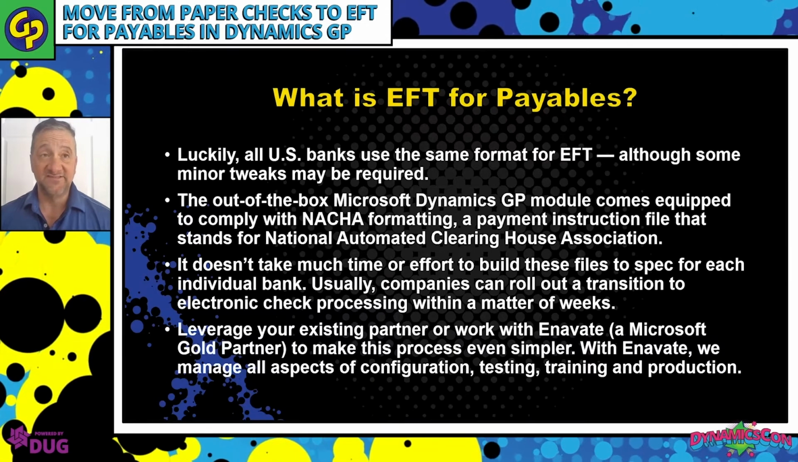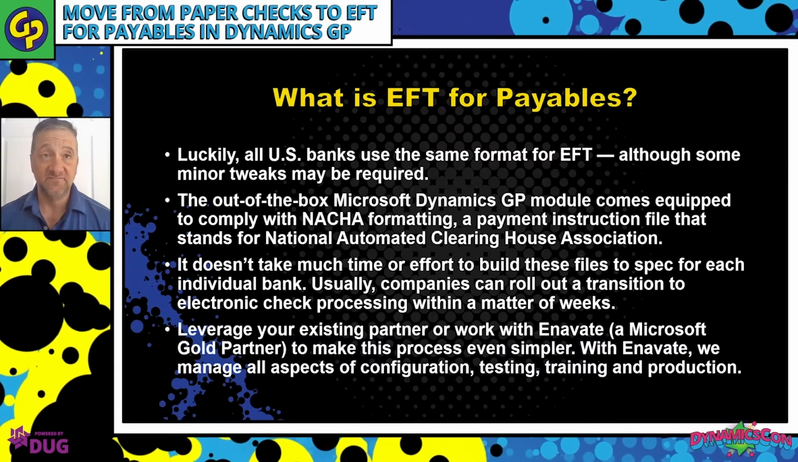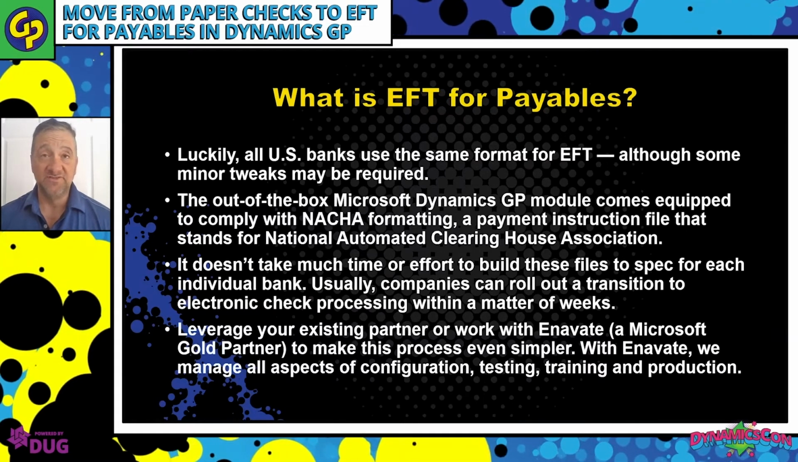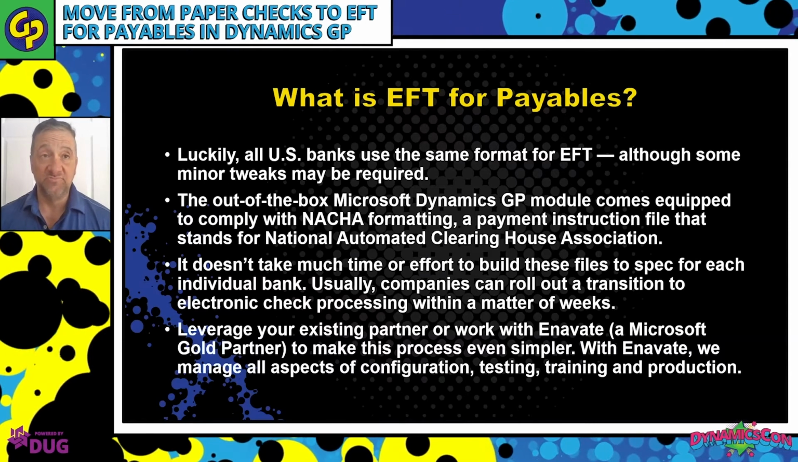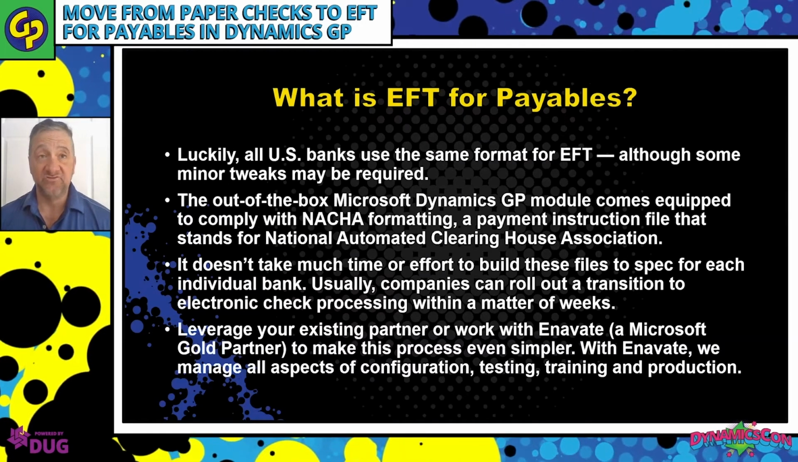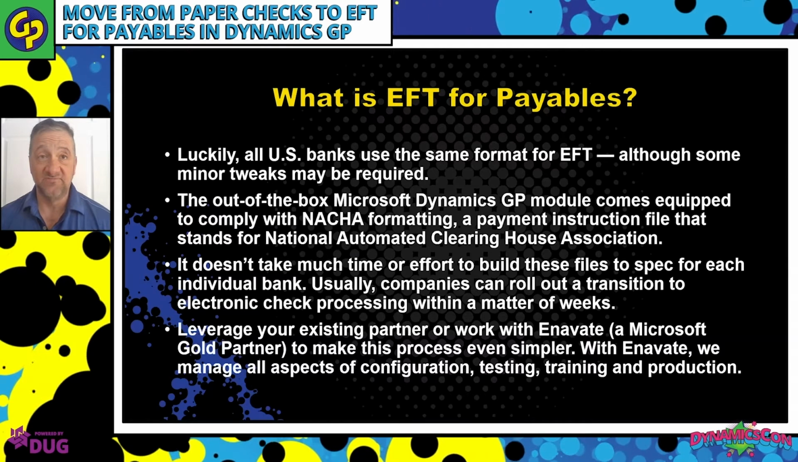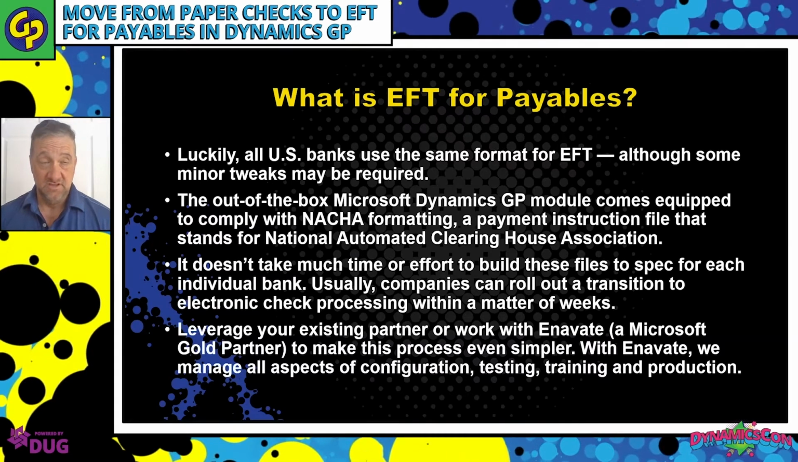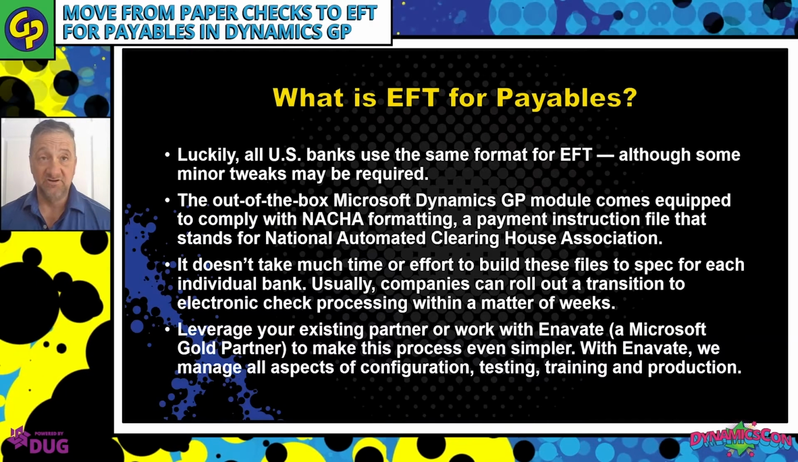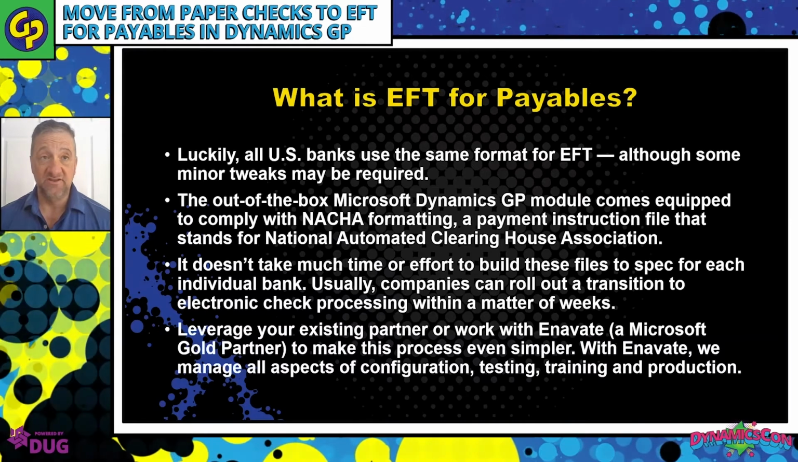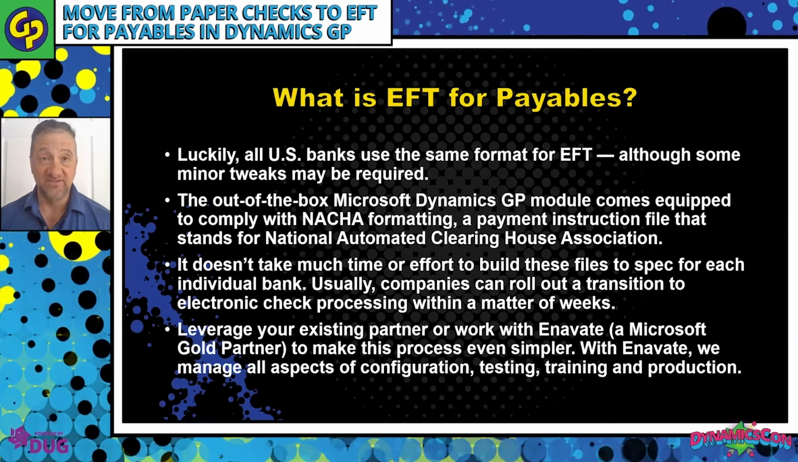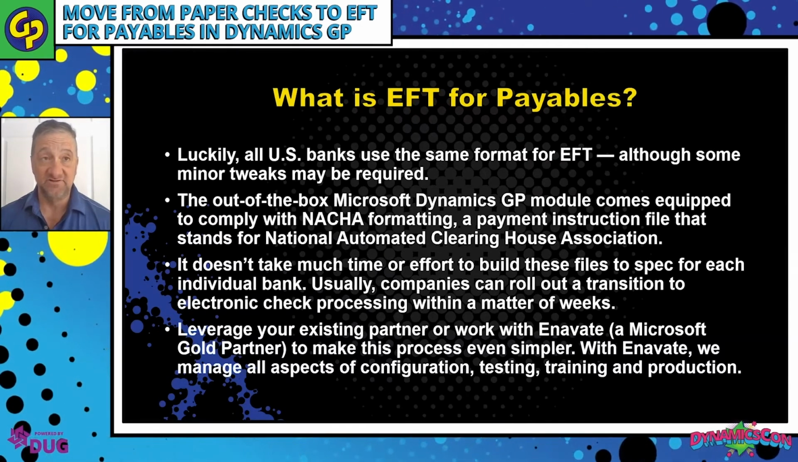When the file gets sent over from the test company, the bank will send back what updates need to be done, the file will be re-updated, regenerated, and then resubmitted for final approval. Leveraging your existing partner or working with Innovate, a Microsoft Gold partner, can make this process even simpler.